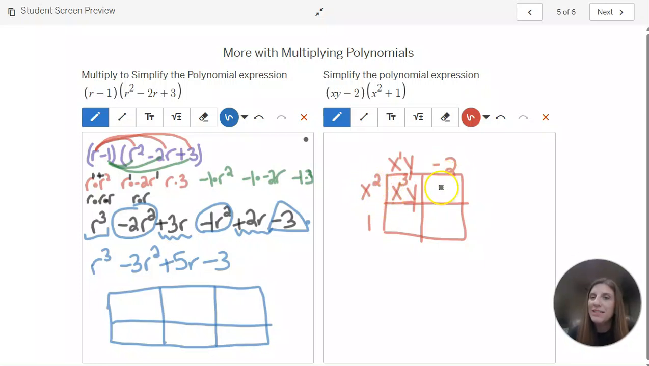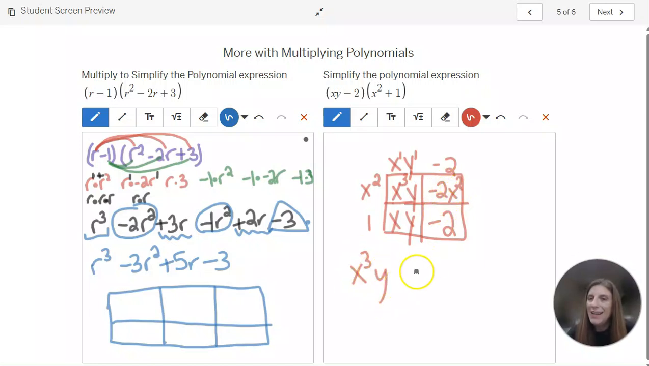X squared times -2 would give us -2x squared. 1 times anything would just be itself, so 1 times xy is just xy. And 1 times -2 is going to be -2. Now, when we go to combine our like terms here, we have x to the 3rd power times y. I don't see anything else that has those same exponents, so I'm going to go ahead and write that one down.